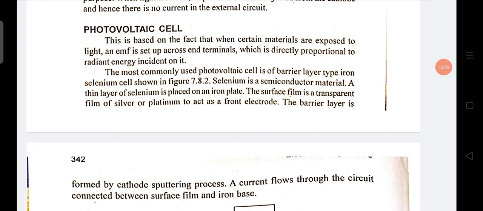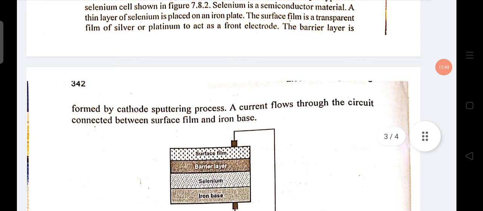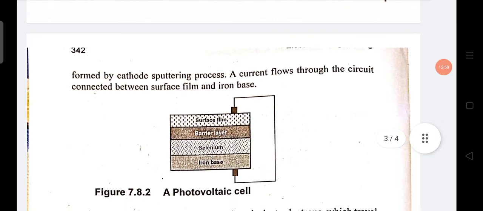Okay, so this is basically the concept behind the photovoltaic cell. Now, the material used in the photovoltaic cell: the most commonly used photovoltaic cell is the barrier layer type iron selenium cell, shown in the figure. This is the iron base, then selenium, then the barrier layer, then the surface film. One terminal here, and the next terminal here.